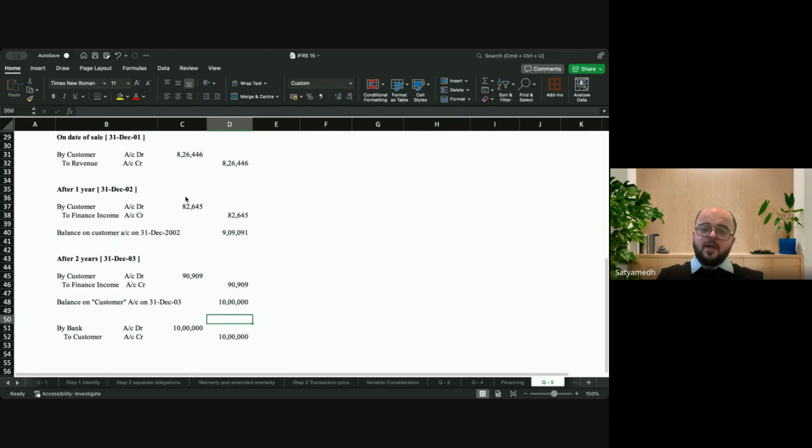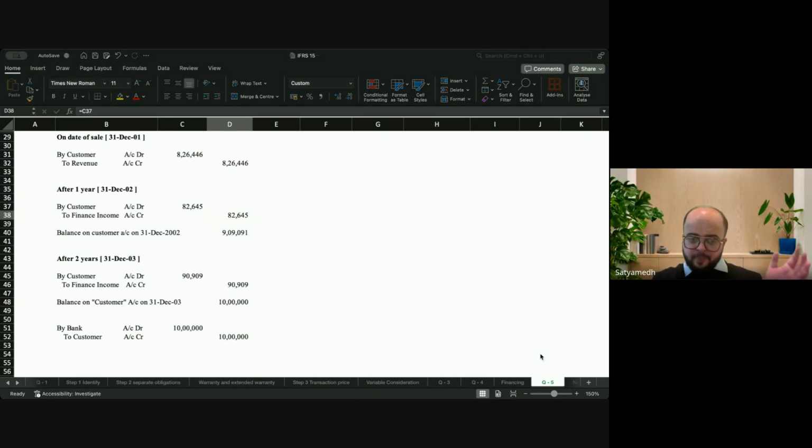Okay. So this will go to your revenue, but 82,645 will go to finance income in the profit and loss account. It will not be written in the revenue. It will be written in finance income in year ended 31st of December 2002. In year ended 31st of December 2003, this will be written in your finance income in the second year, and then in the third year, you will end up collecting the cash from the customer.